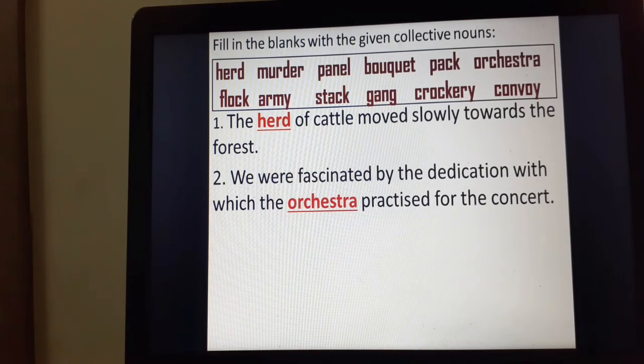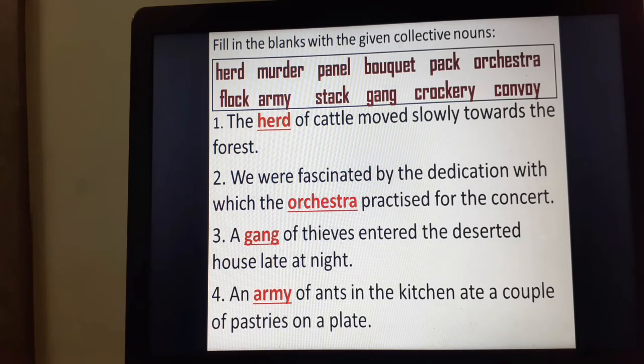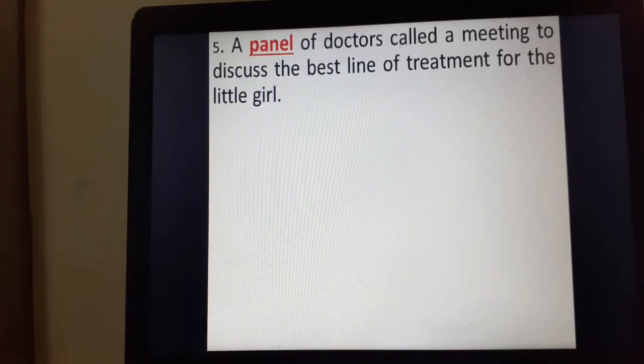Second, we were fascinated by the dedication with which the orchestra practiced for the concert. Third, a gang of thieves entered the deserted house late at night. So here, gang of thieves means a group of thieves. Fourth, an army of ants in the kitchen ate a couple of pastries on a plate. Fifth, a panel of doctors called a meeting to discuss the best line of treatment for the little girl.